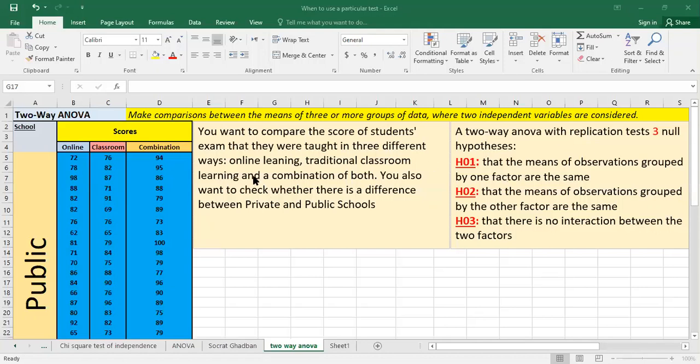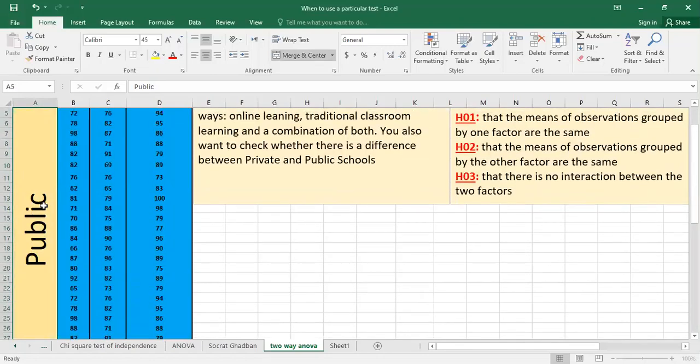So here we're having the case that you want to compare the score of students' exam that they were taught in three different ways: online learning, traditional classroom learning, and a combination of both. You also want to check whether there is a difference between private and public schools. The two independent variables in this two-way ANOVA are also called factors. So we're having here the two independent variables: the online, the classroom and combination, it's the teaching method, and the second independent variable, whether the school is public or private.